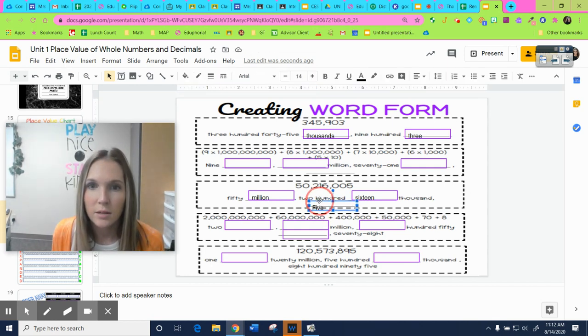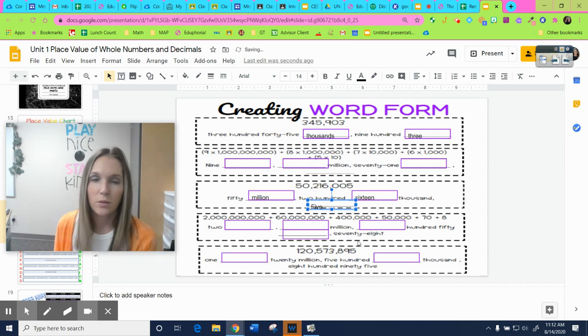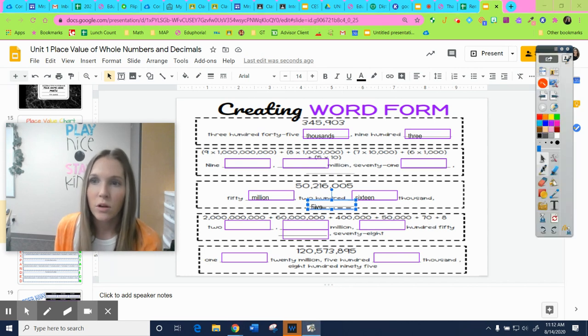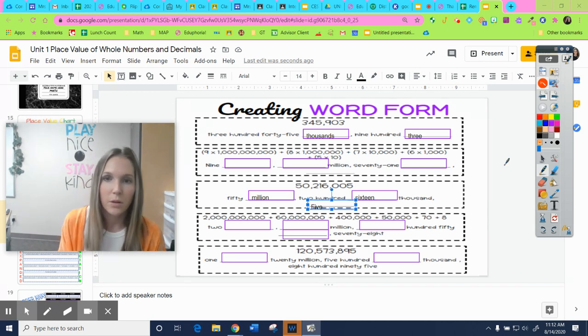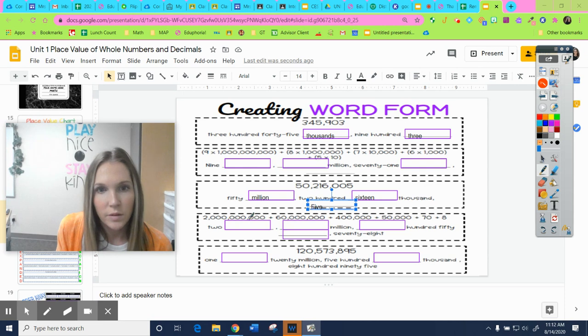Okay, now let's look at this one. It is in expanded form, so we're going to have to break it down. Whenever I see a number in expanded form, the easiest way to solve it is to put it into standard form. So I'm going to write this number out in standard form. I'm going to look at my places here. I've got thousands, millions. So this right here is 2 billion, okay? So I'm going to write 2 billion.